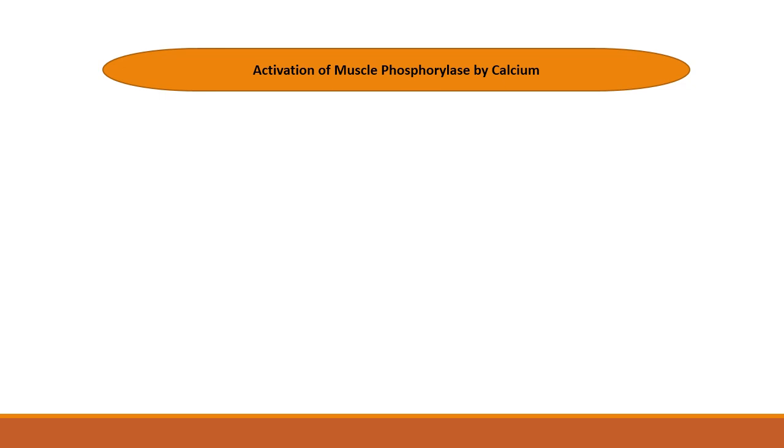Now, as I have said, glycogenolysis also takes place in exercising muscle, and here it is exclusively regulated by calcium. Calcium is a key point in regulation of muscle glycogenolysis. So let us check how it happens. In exercising muscle, what happens?